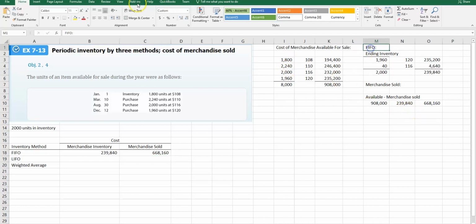So there's FIFO. Let's find another spot over here. I'll just come right below it here, and let's do the LIFO. We're going to calculate ending inventory first, just like we did before.